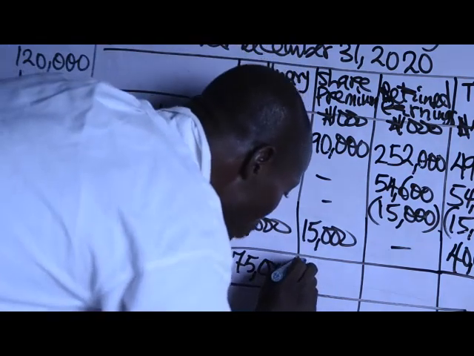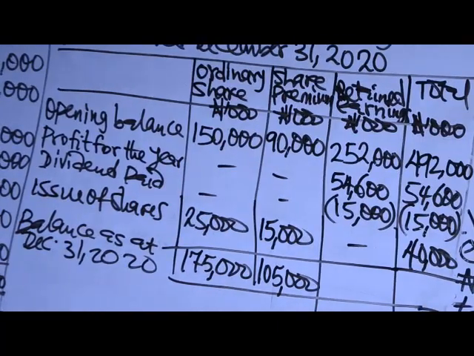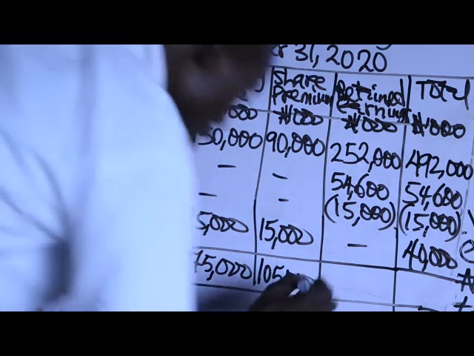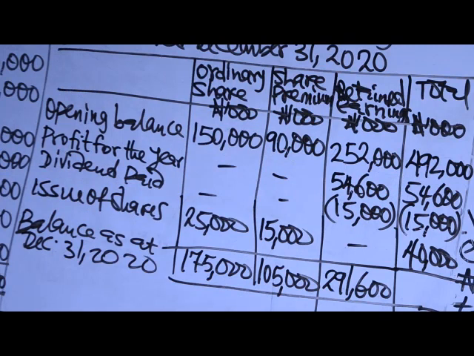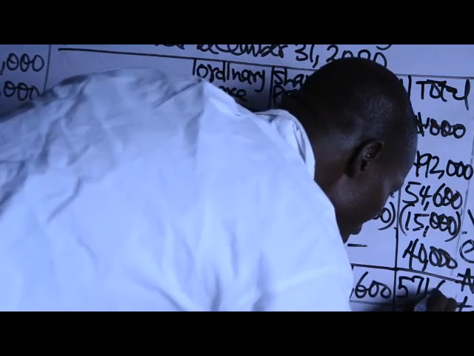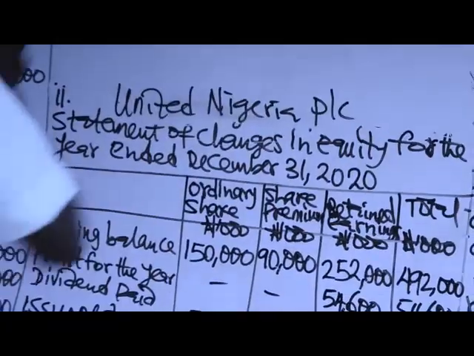90,000 plus 15,000, that will give us 105,000. Then 252,000 plus 54,600 minus 15,000. Then you have 291,600. Then 492,000 plus 54,600 minus 15,000 plus 40,000. Then you have 571,600. That is all about the statement of changes in equity for the period.